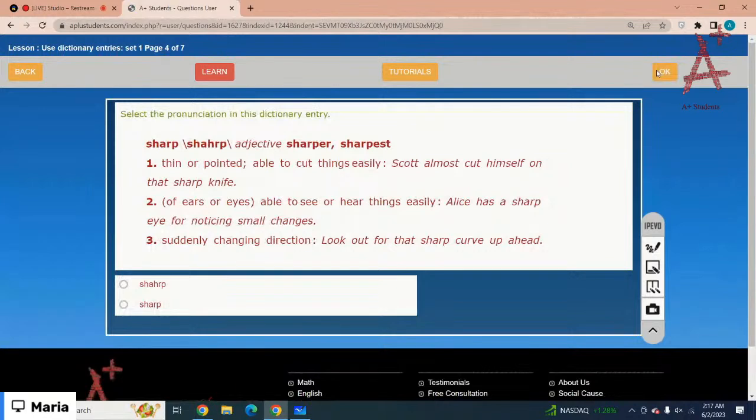Okay, the next one is sharp. You can pronounce it like sharp. Select the pronunciation in the dictionary entry. So which is the pronunciation of the word sharp? You don't pronounce R. You pronounce H. Got it? Sharp. R is silent. So which is the pronunciation? That would be option number one. Got it?